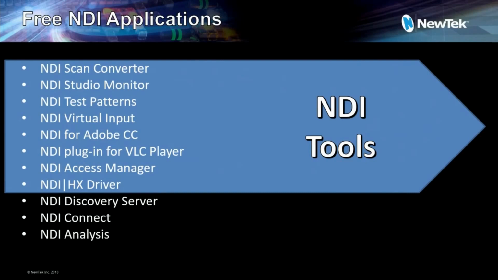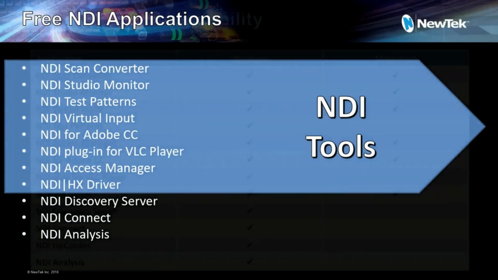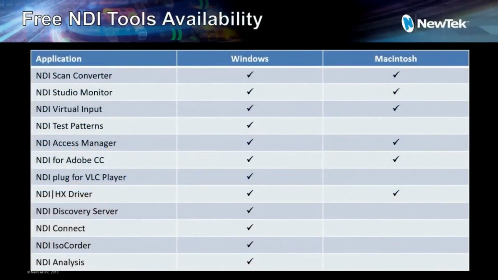So you can go and get these programs and install them on your computer. They're available for both Windows and Macintosh. All of them on Windows, most of them, but not quite all of them on Macintosh. And then you could start trying this out on your network and seeing how NDI flows and works and the kind of things you can do with it.